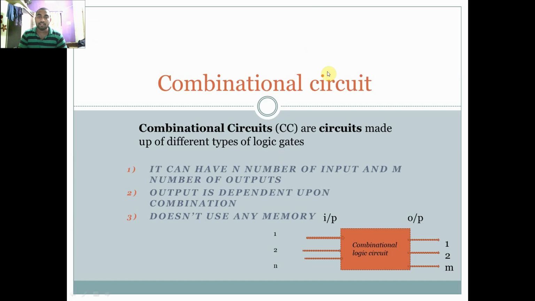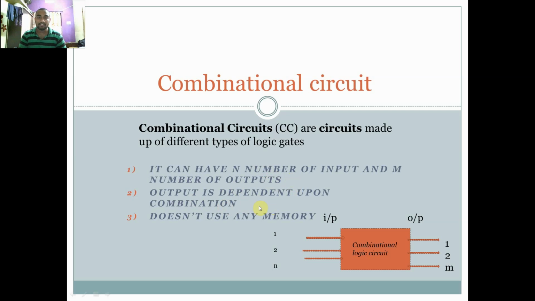Today I will explain about combinational circuits. Combinational circuits are circuits made up of different types of logic gates, like AND, OR, etc. In this type of circuit we have n number of inputs and m number of outputs. It means that we can have many inputs and many outputs according to our choice.